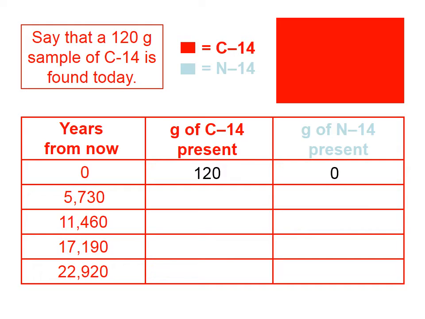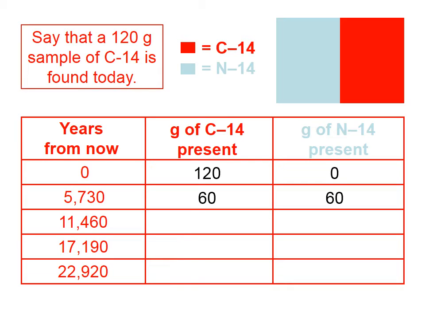So after one half-life passes, that would be 5,730 years, half of the carbon-14 has decayed into nitrogen-14. So you can see in the picture in the upper right that now we have half carbon-14 and half nitrogen-14, which means in the table we have 60 grams of each. See, the total mass is going to stay the same. So we started with 120 total grams. We need to still have 120 grams, but it's not all carbon anymore. Half of it is nitrogen.